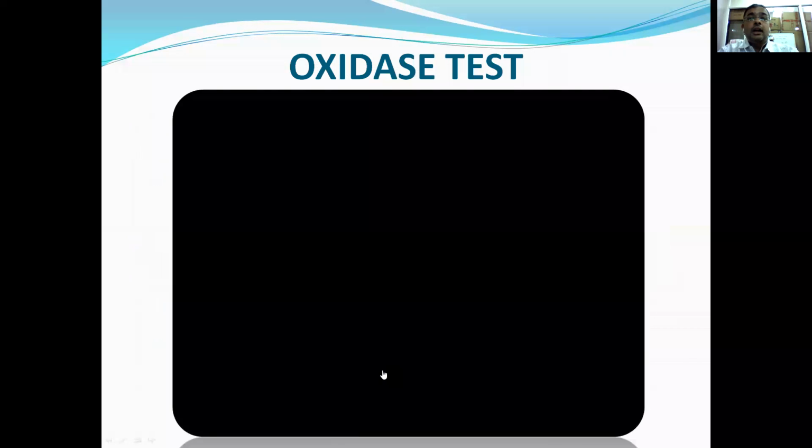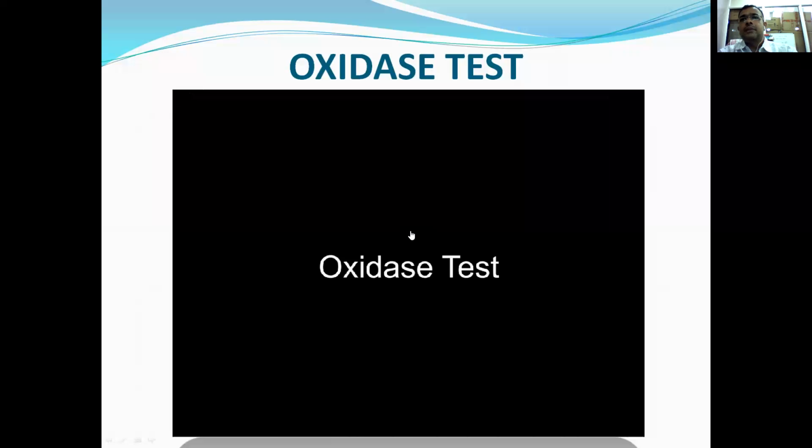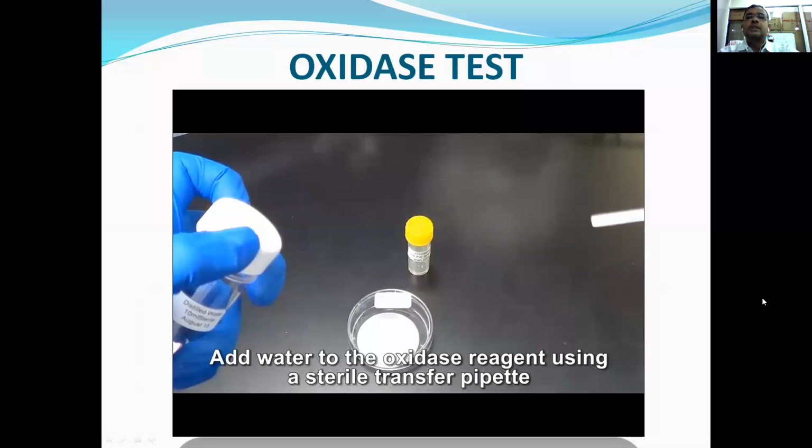Here the test is performed by preparing the oxidase disc inside the laboratory, by dissolving the oxidase enzyme in solution, and then they perform the test. But the same test you can perform with a ready-made oxidase disc. Okay, the principle and procedure will be the same. Now we will see how this test is performed.